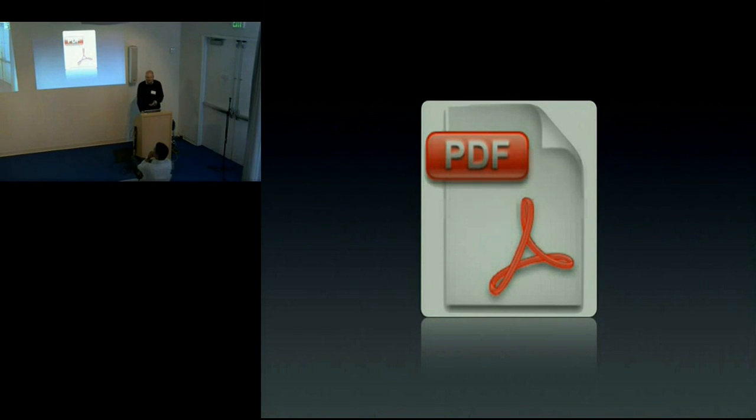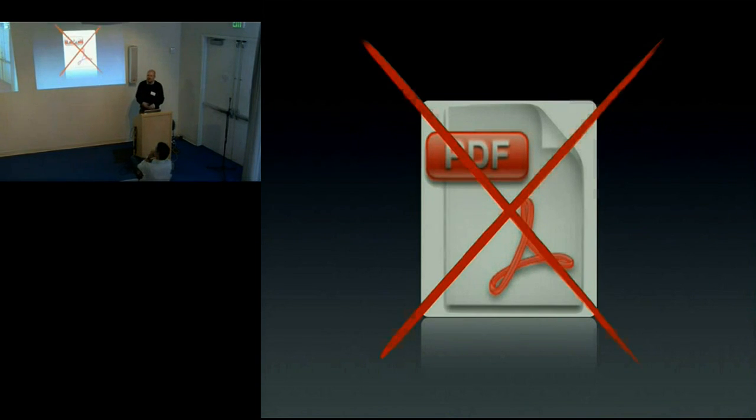And of course, most scientists are entirely unconscious of that process, but from a scientific point of view, from a scholarly communications point of view, PDF is not a good thing. It's just another manifestation of that carelessness with which we handle scientific data.